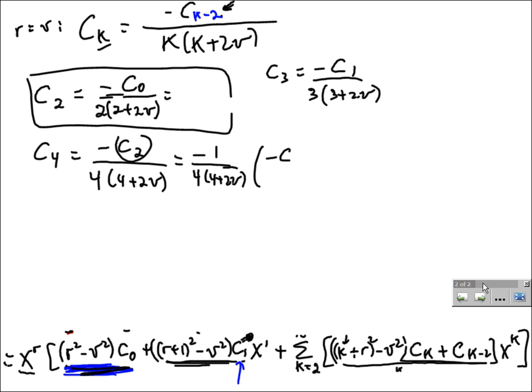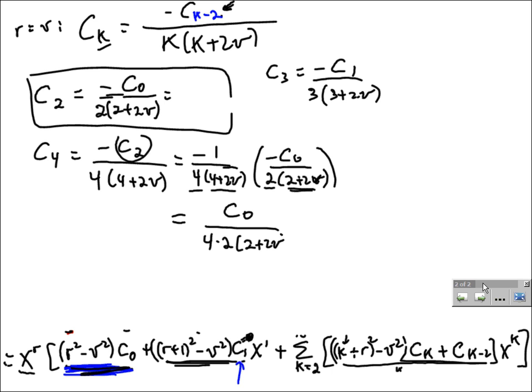So c2 is right above. It's negative c0 over 2 times (2 plus 2v), which turns out to be positive c0 over 2 times 4 times (2 plus 2v) times (4 plus 2v). And even the 4 and the 2 that I'm erasing, I'm going to put them back, but I'm going to say the 2 first.